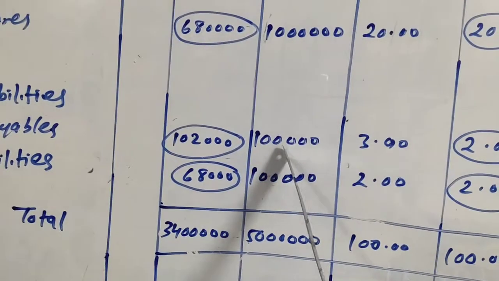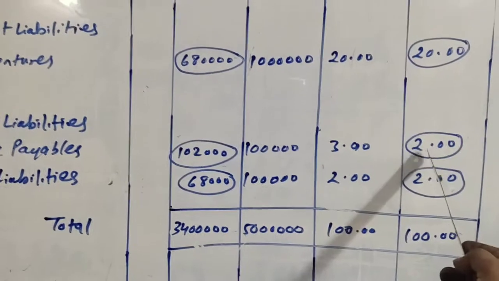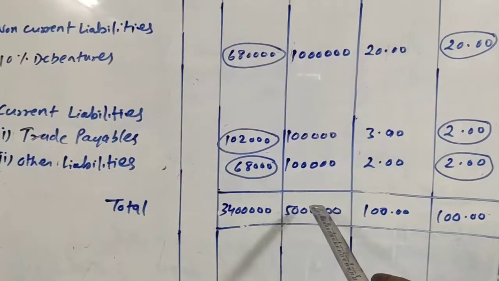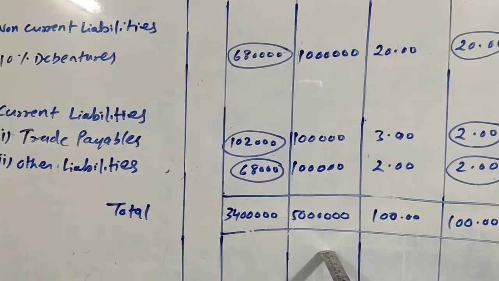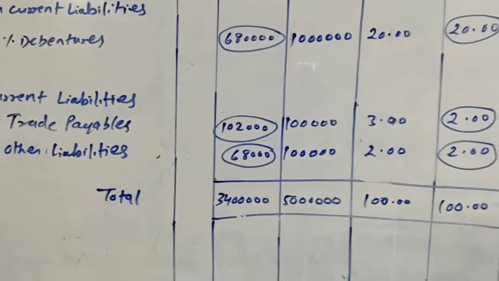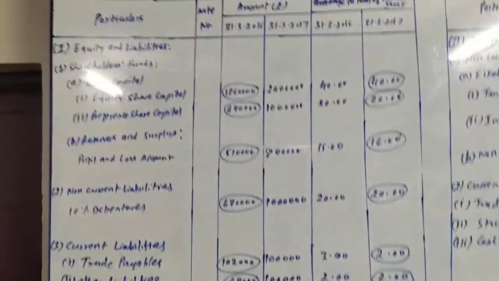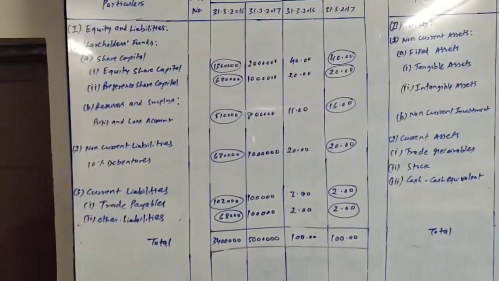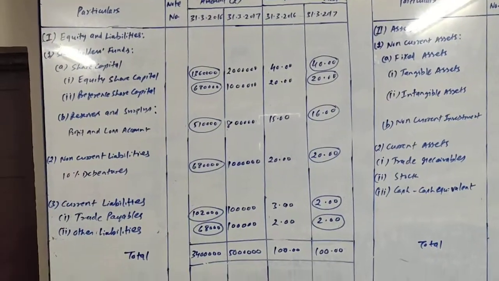Trade payables are given 1 lakh. So 1 lakh divided by 50 lakh into 100, we get 2%. And other liability is given 1 lakh again, divided by 50 lakh into 100, we get 2%. So this is how the balancing figure of the liability side can be found in this sum number 14. Let us move to the asset side, friends.